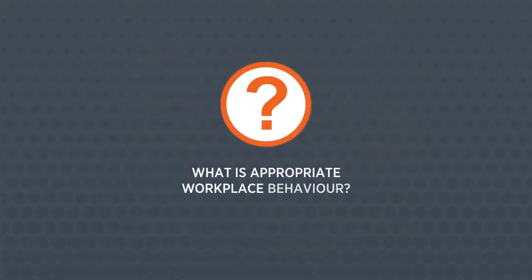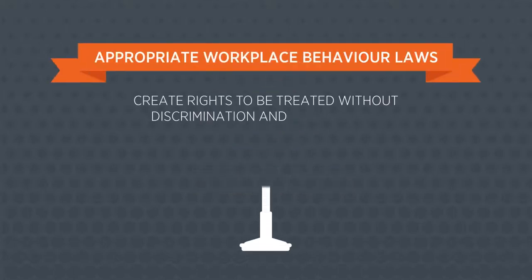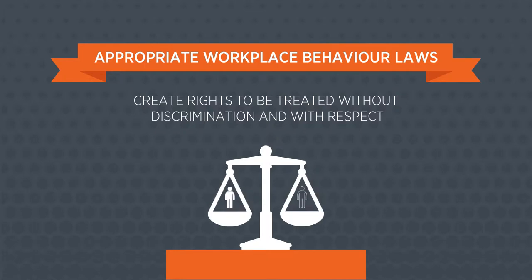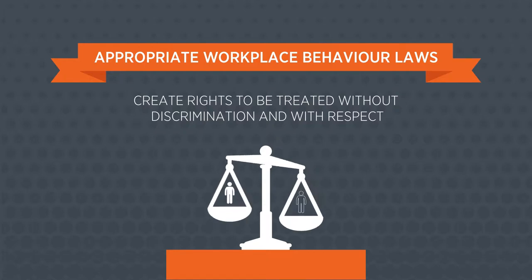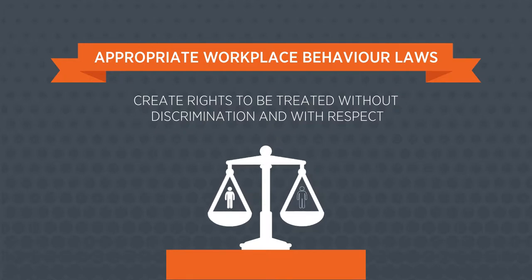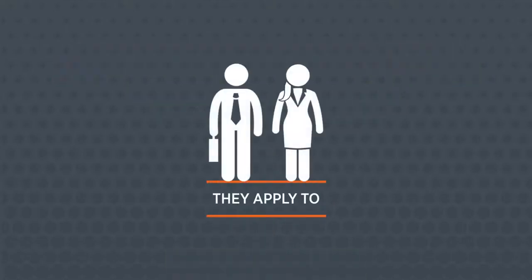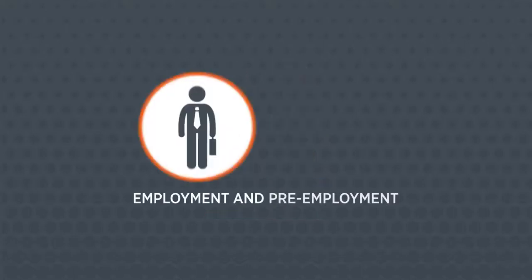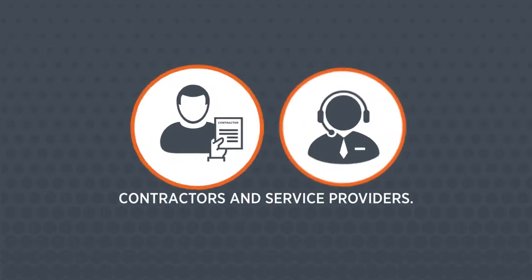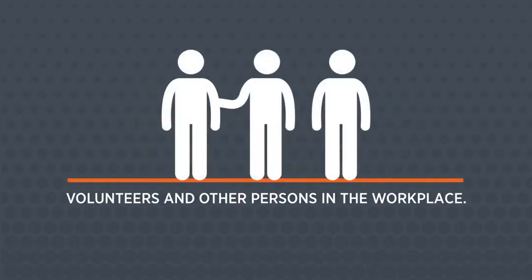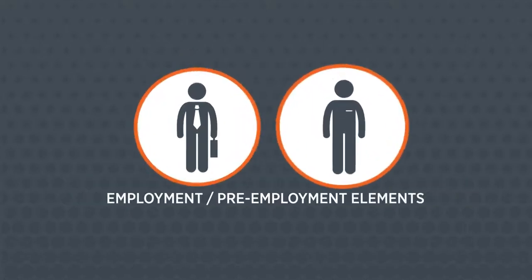What is appropriate workplace behaviour? Appropriate workplace behaviour laws in this video mean the laws that create rights to be treated without discrimination and with respect. These laws apply to a range of environments. Specifically though, as far as your work is concerned, they apply to employment and pre-employment, contractors and service providers, volunteers and other persons in the workplace.